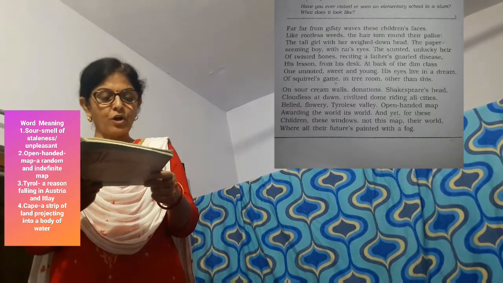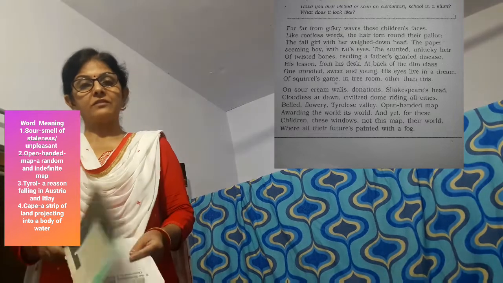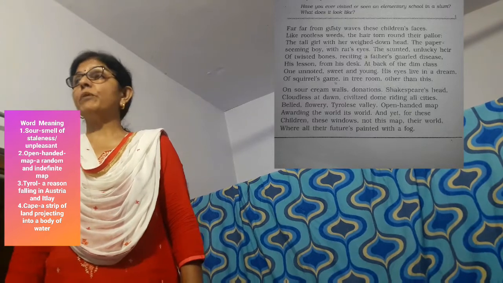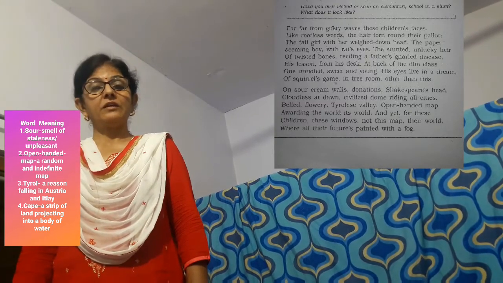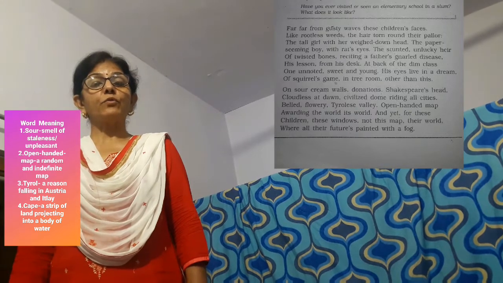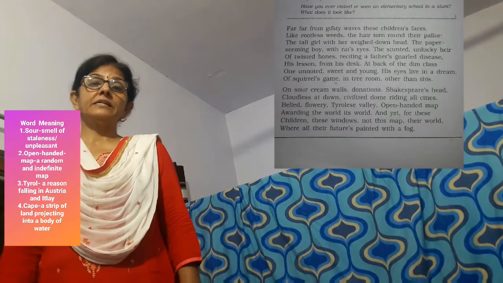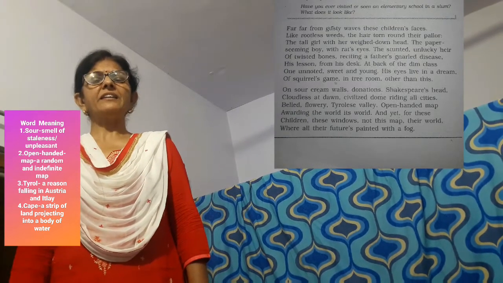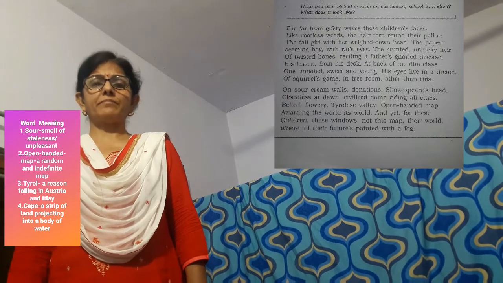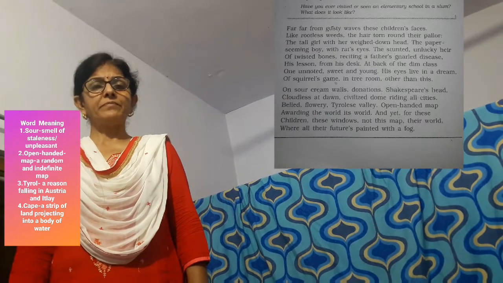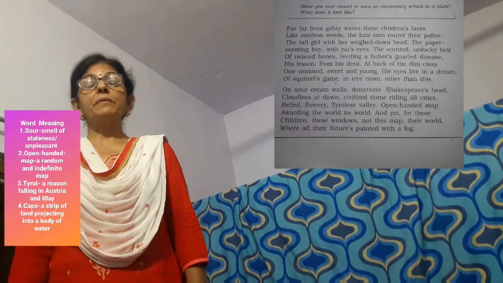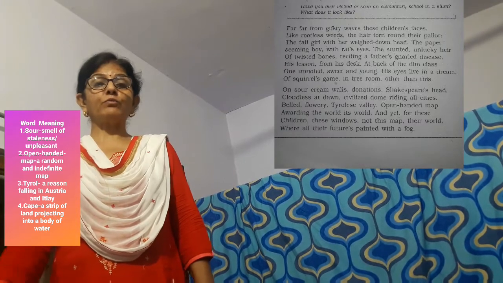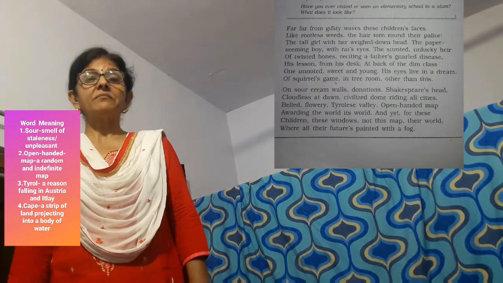Open-handed map awarding the world its world. Besides these pictures, there was a map also on the wall. But this map was an open-handed map. Children, open-handed map here represents a random map, indefinite map, a map drawn by the people in power at their will, according to their own choice. They had drawn this map.